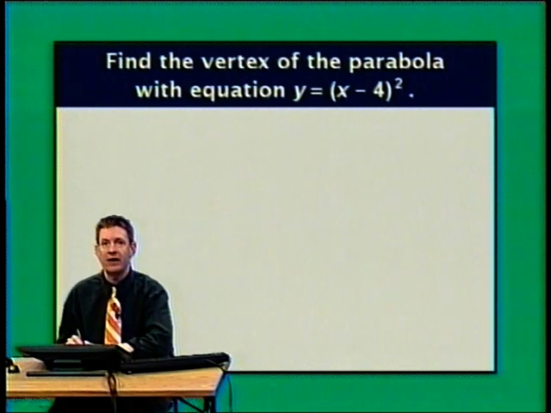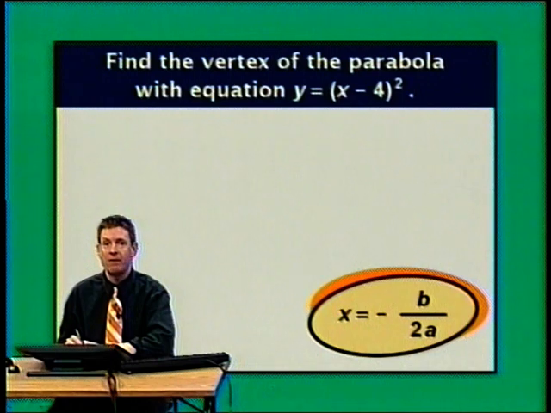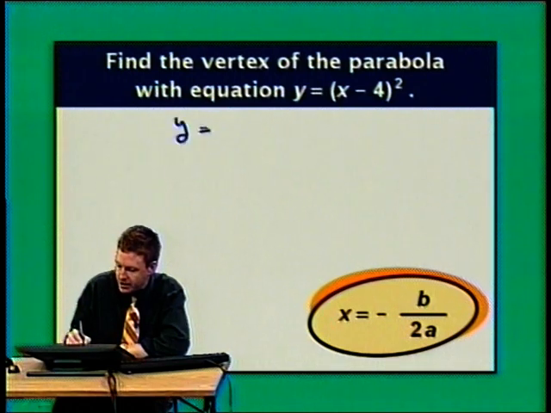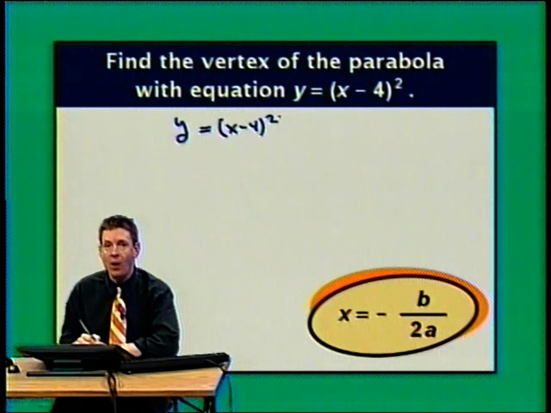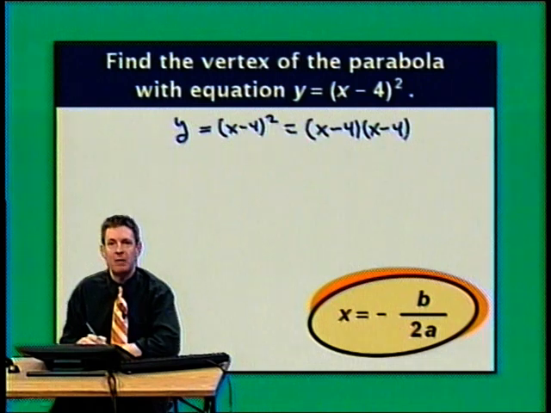Let's look at a slightly different type of equation. This time we want to find the vertex of y equals x minus 4 quantity squared. Again, thinking about my vertex formula for the x-coordinate, I need to have my equation written in standard form so that I can identify the coefficients a and b. So the first thing I need to do is take my equation y equals x minus 4 quantity squared, and I need to FOIL so that I have the right side of the equation in standard form. I'm going to think about x minus 4 quantity squared as x minus 4 times x minus 4.